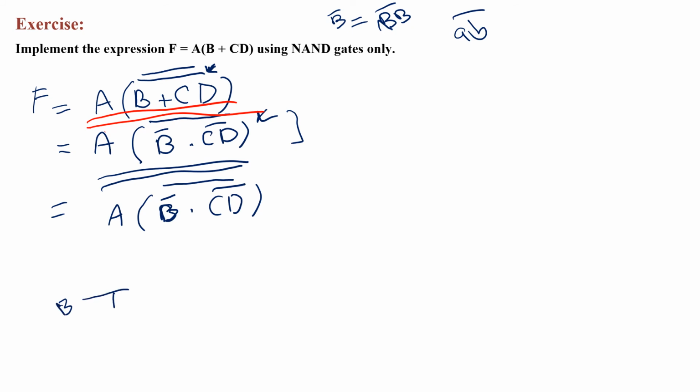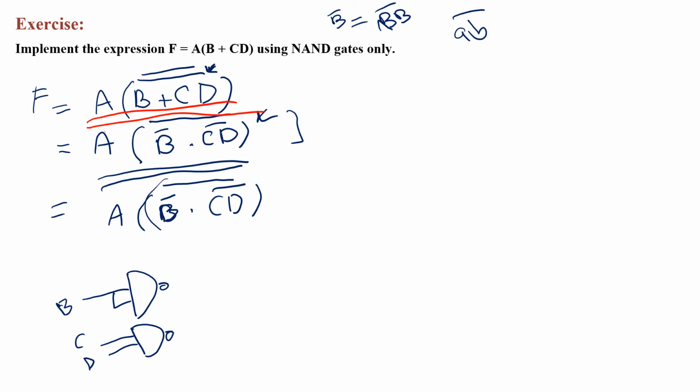We want to get B bar, right? So we'll implement an inverter using NAND gates only. So this is B bar. I need to calculate C NAND D or sketch C NAND D. So this is simply just one NAND gate whose inputs are C and D.